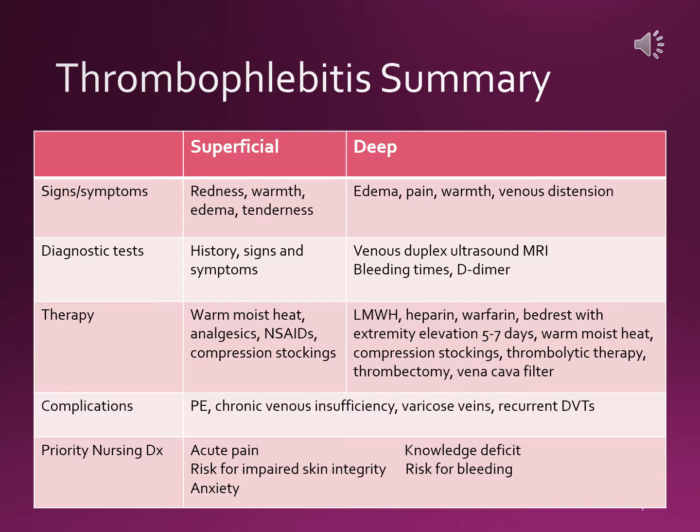Warm, moist heat, elevation, compression stockings, complications, of course, we mentioned of pulmonary embolus, but you can also have recurrent DVTs and chronic venous insufficiency, varicose veins. Sometimes it can be a one-off, sometimes it can be chronic. And then, of course, your nursing diagnoses are there. Pain, this is very painful. Can really make people nervous because they are afraid the clot is going to break off. And then risk for bleeding is big when you have somebody anticoagulated.